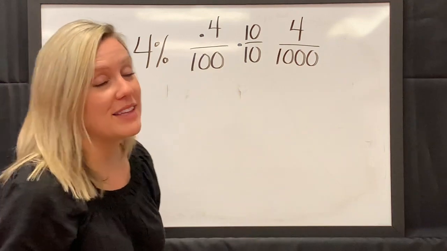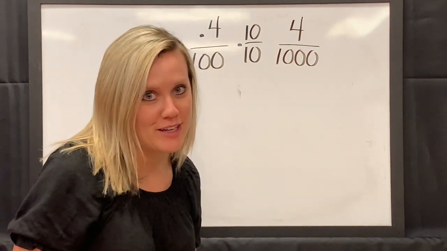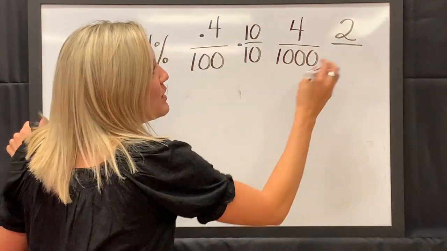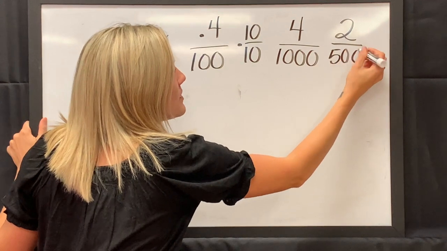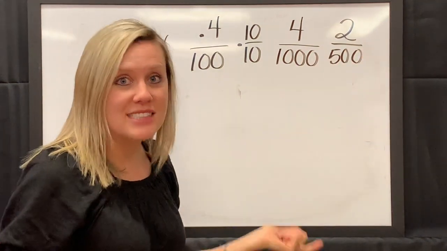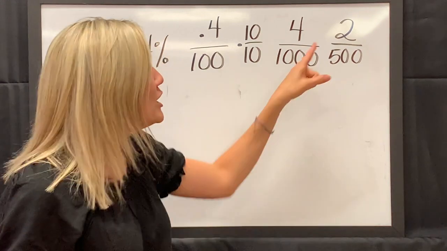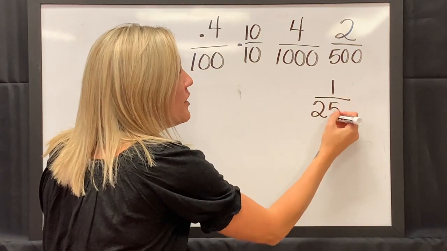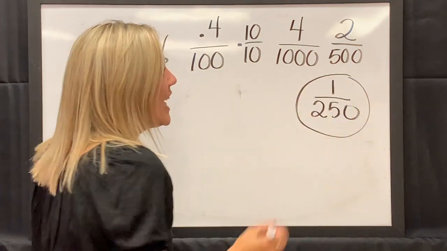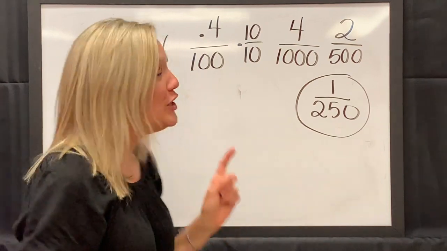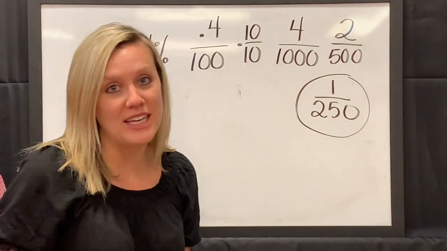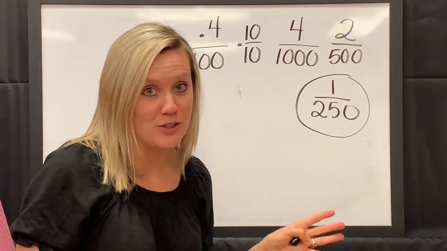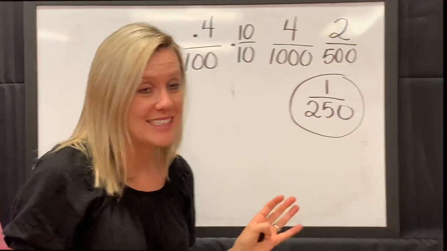I can tell that both of these numbers are even, so what goes into all even numbers? 2. 2 goes into 4 twice, and 2 goes into 1,000 500 times. Oh my gosh, these are both still even, so I'm going to keep going. 2 goes into 2 once, 2 goes into 500 250 times, and here is our answer. Every so often, you will see a percent that has a decimal in it, and when we turn that into a fraction, we really want to get rid of that decimal. Okay, let's just try a couple more like this.